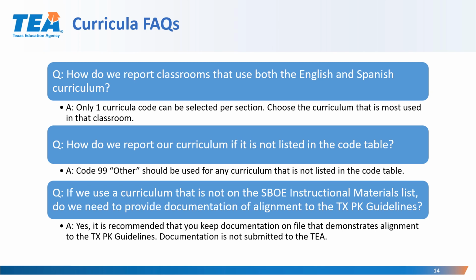Question: how do we report our curriculum if it is not listed in the code table? Answer: code 99 for Other should be used for any curriculum that is not listed in the code table. Question: if we use a curriculum that is not on the SBOE instructional materials list, do we need to provide documentation of alignment to the Texas Pre-Kindergarten Guidelines? Answer: yes, it is recommended that you keep documentation on file that demonstrates alignment to the Texas Pre-Kindergarten Guidelines. Documentation is not submitted to the Texas Education Agency.